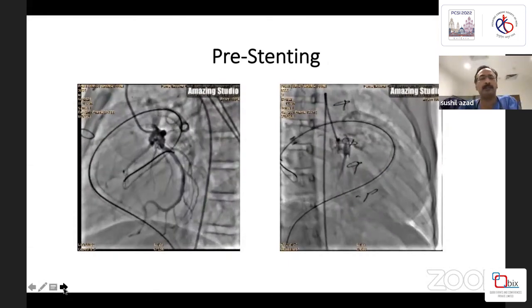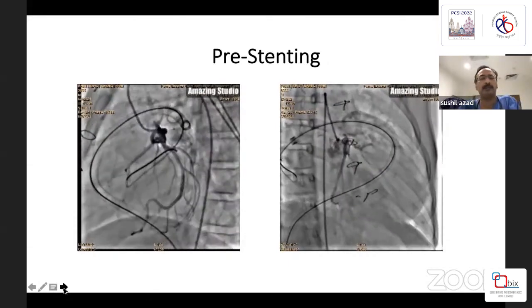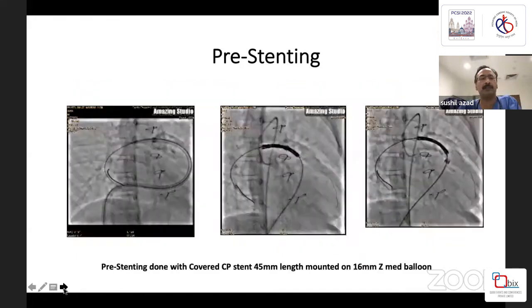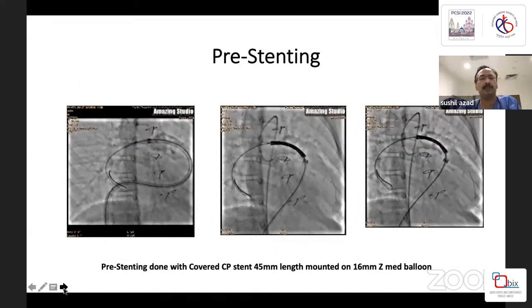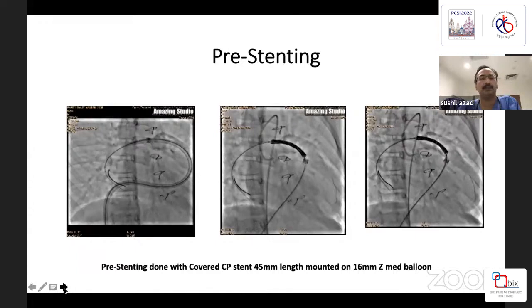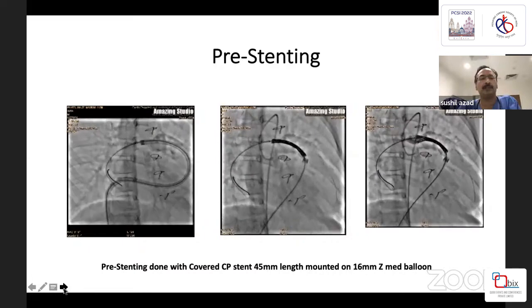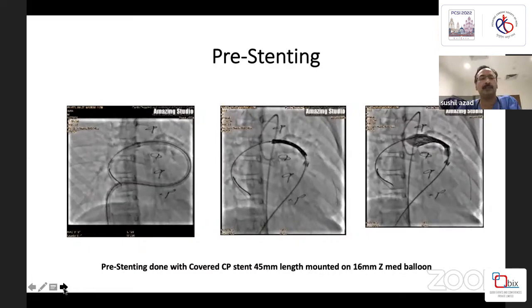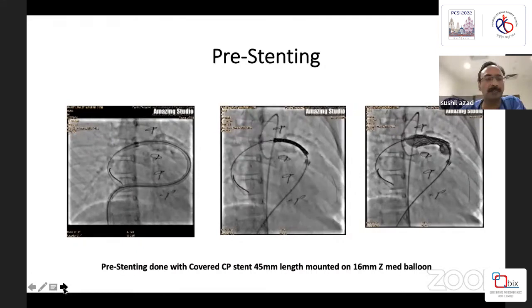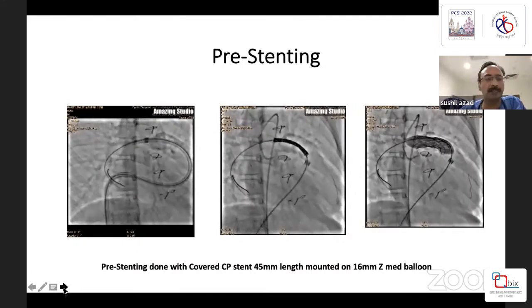And we took a 45 millimeter stent mounted on a 16 millimeter Z-MED balloon across the stent, and as you can clearly see, the whole length of the calcified segment that's seen on the fluoro is reasonably well covered. Once after doing a check angiogram, we inverted the stent, both the right and the left coronary artery, and there was no significant compression of the left coronary artery.